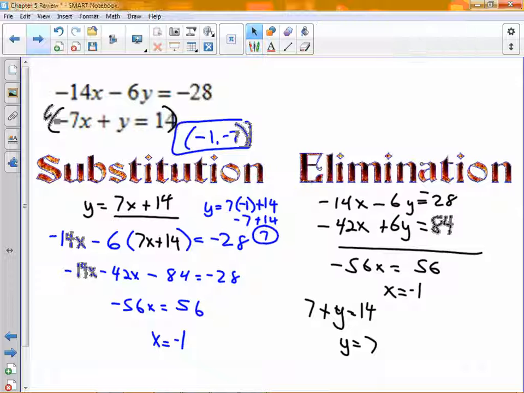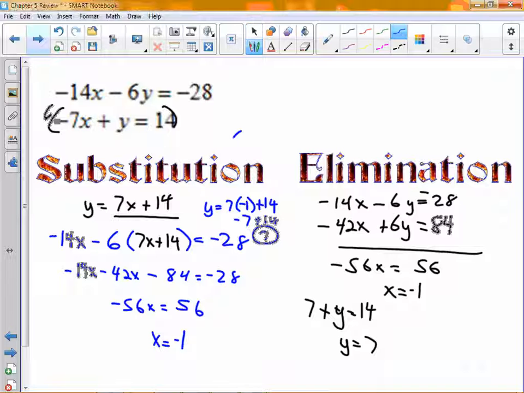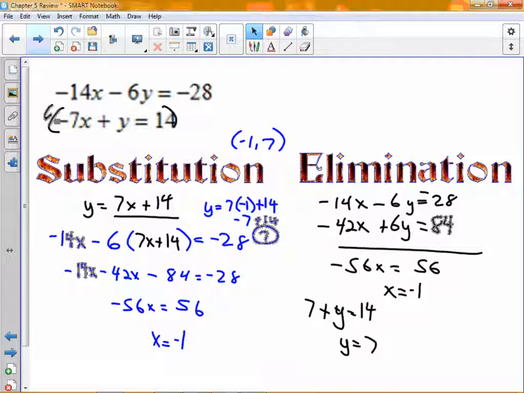Sorry about that. So my mistake there was not checking it. And so it should be negative 1 and positive 7. And I would have caught that if I checked it. So that's what I would kind of try to get you to see yesterday.